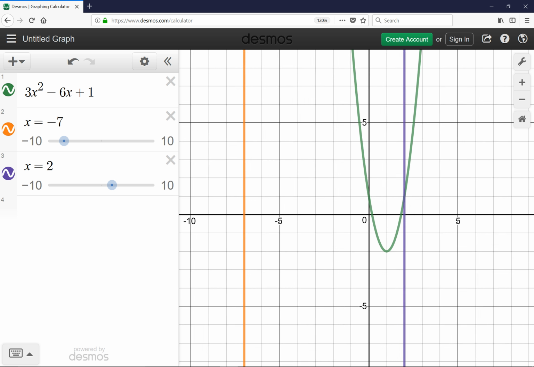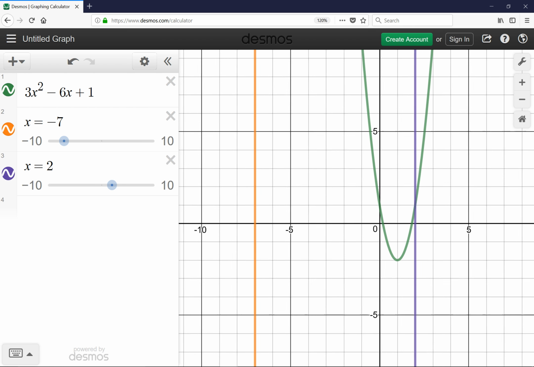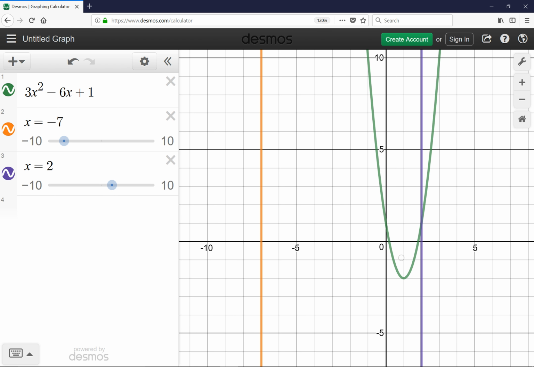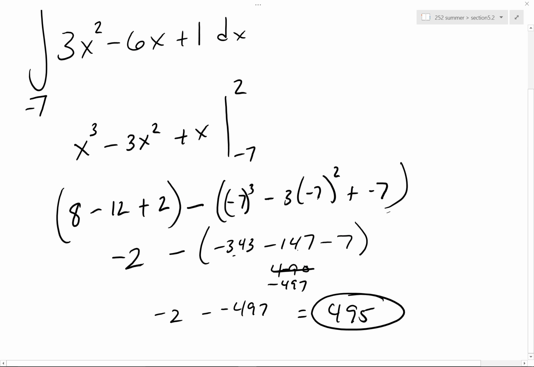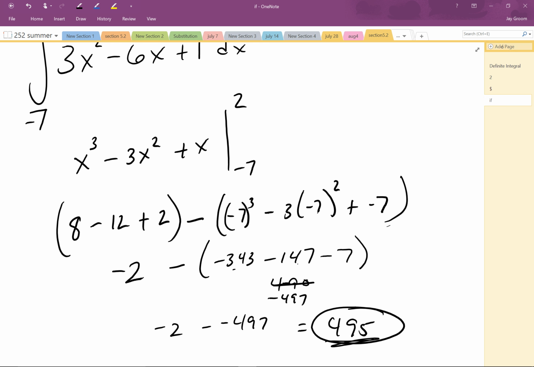Okay? And then it goes negative down in here. There's a little bit of negative area under here. You can see it, right? From about 0.184 to here, it's negative area. And then just a skosh of positive area on the other side there. When you add it all up, it adds up to 495. That's a lot. And so that's kind of a neat, easy way to check yourself to see if that looks reasonable for an answer.